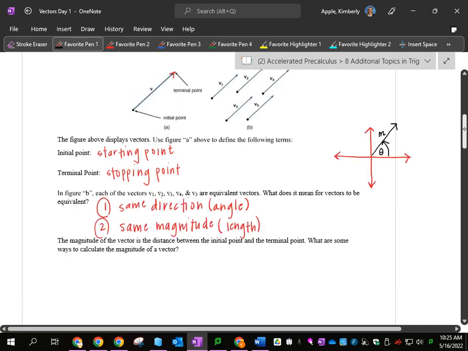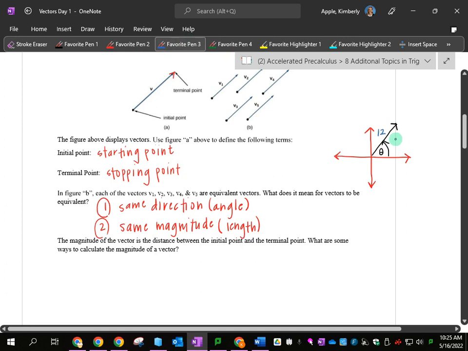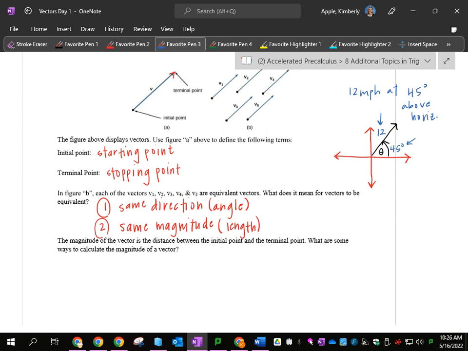Let's give an example. If this length was 12, and this angle is 45 degrees, then you might say 12 miles per hour at 45 degrees above the horizontal. We had an example like that when we were naming vectors and scalars earlier, and these are the parts of that. This is my direction. This is my magnitude, or the length of the vector, which describes some numeric quantity, whether it's speed or mass or anything else.